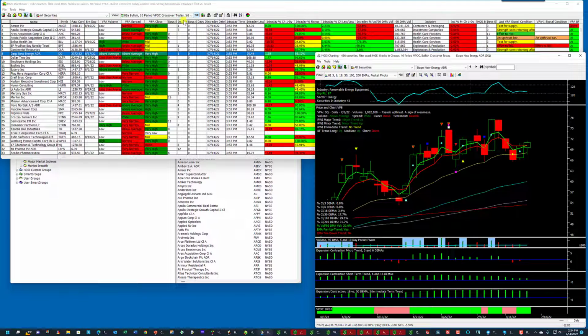So let's do a quick review. These columns right here are represented down here. The 3 crossing the 6 is represented by these 2 columns. These 2 columns represent the volume point of control. The moving averages are on the chart. Here's a relationship to the 3, 6, 18, and so on. All of the VPA information is right here. The group information is here. And just about everything you need.